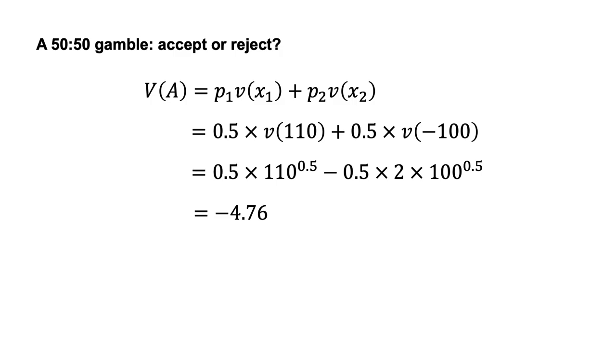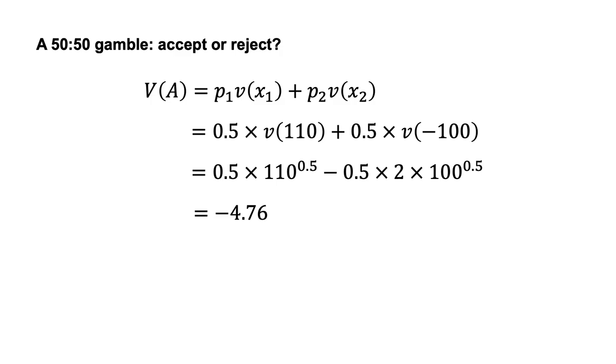The weighted value of the gamble is V of A equals P1 times V of X1 plus P2 times V of X2, which equals 0.5 times V of 110 plus 0.5 times V of negative 100, which equals 0.5 times 110 to the power of 1/2 minus 0.5 times 2 times 100 to the power of 1/2, which equals minus 4.76. Albie will not want to play this gamble as it has a negative value. He could receive a weighted value of 0 by simply not playing.